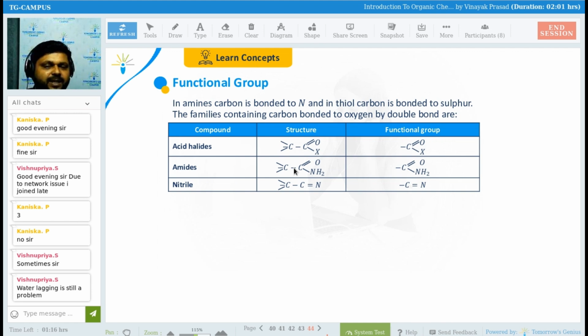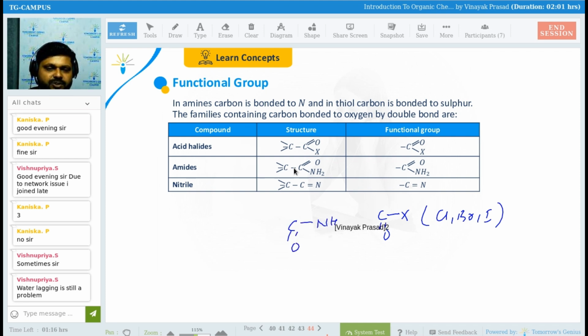Now, acid halides. Acid halides have C double bond O and X, where X is chlorine, bromine or iodine. Amides, or acid amides, have C double bond O and an NH2 group, with carbon attached. Nitriles have C triple bond N, with carbon attached to it. Is it okay?